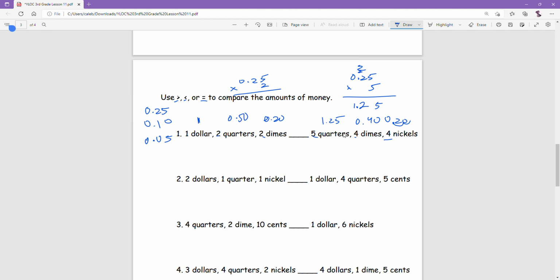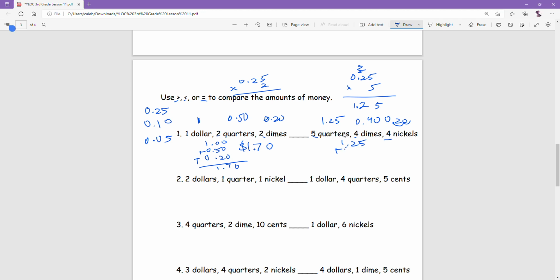So we have 1 plus 0.50 plus 0.20. 0 plus 0 plus 0 is 0. 0 plus 5 plus 2 is 7. And 1 plus 0 plus 0 is 1. We're going to bring that decimal point down right here. So our total for this side is $1.70. Now we're going to add the right side values together.